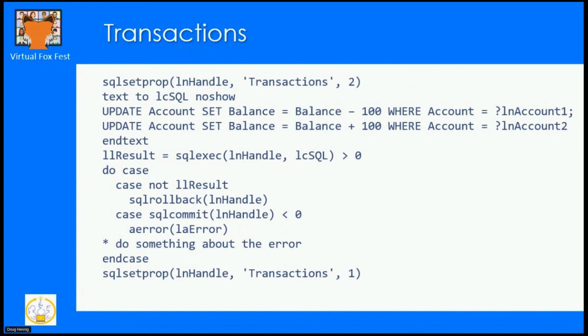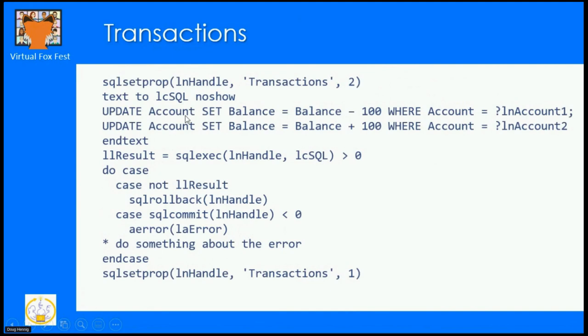Transactions. So the way that you start a transaction with ODBC is you use SQL set prop, you set transactions to 2. That basically is like a set transaction on kind of thing. Then we're going to do the hello world of a transaction. We're going to take $100 from one bank account and put it into another bank account as 2 separate statements. There's a semicolon here. And then we're going to SQL exec that.